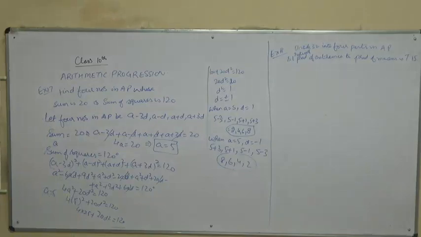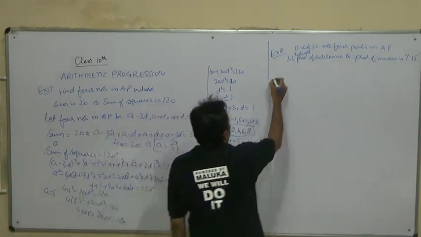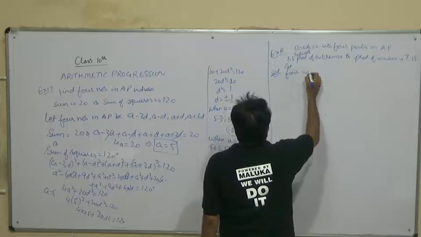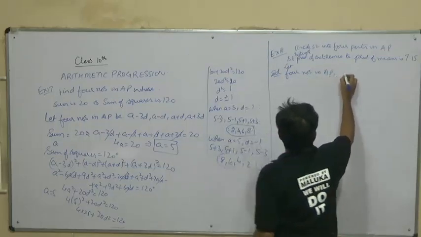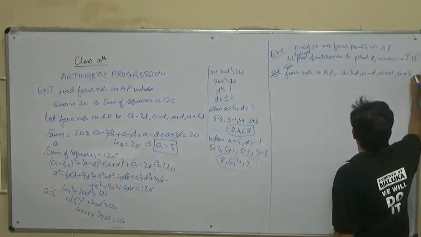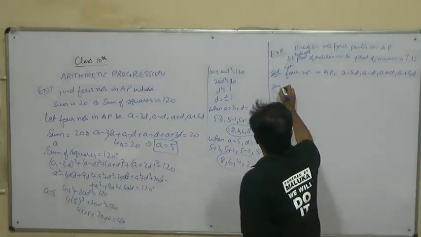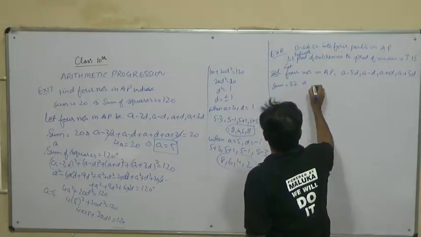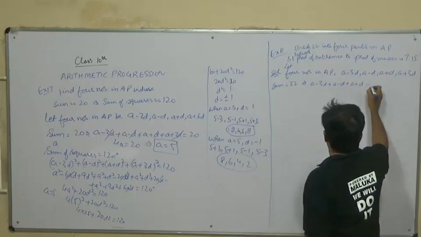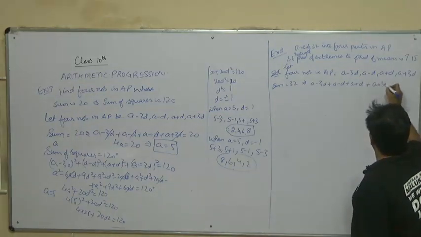So this is again the same question. What we have to find are 4 numbers which are in AP, whose sum will be 32. So again, 4 numbers in AP will be the solution. Let these be a minus 3d, a minus d, a plus d, a plus 3d. The sum of all is 32, which implies that a minus 3d, a minus d, a plus d and a plus 3d is equal to 32.